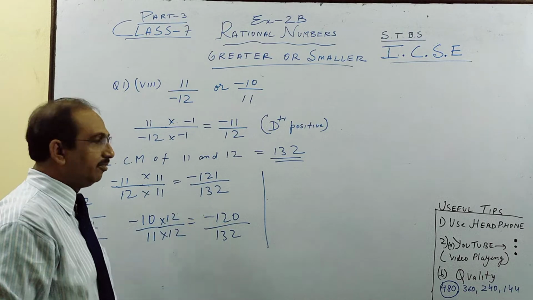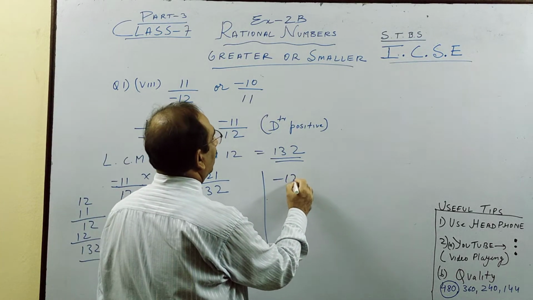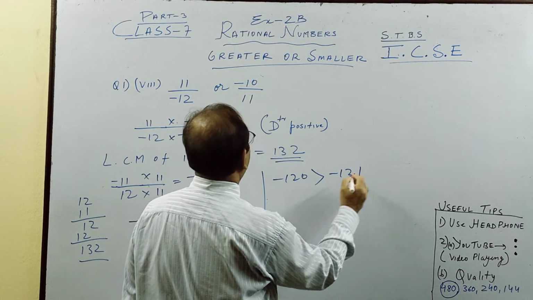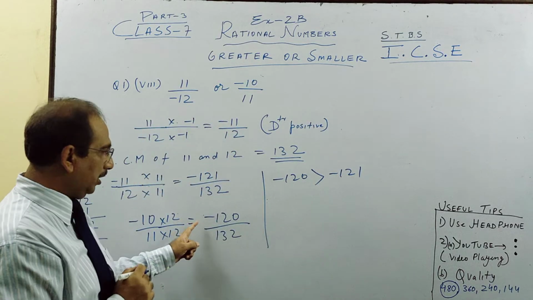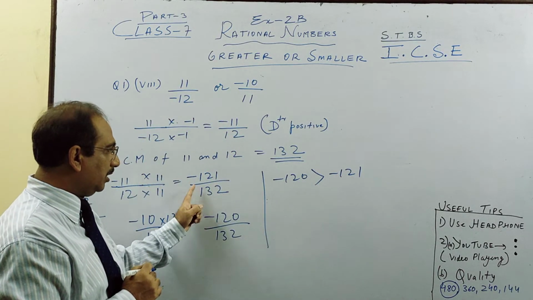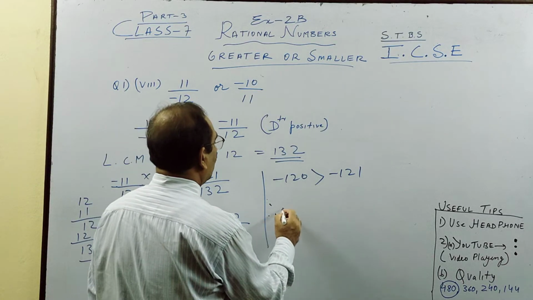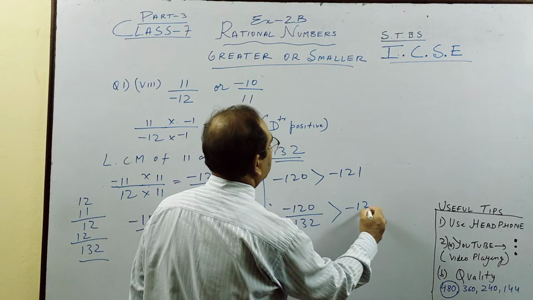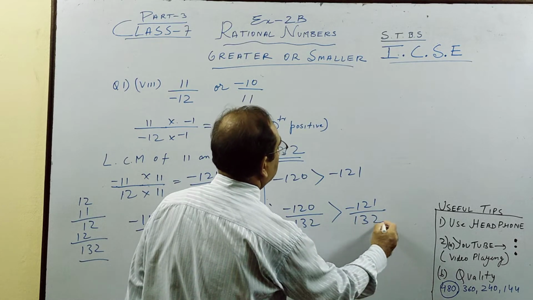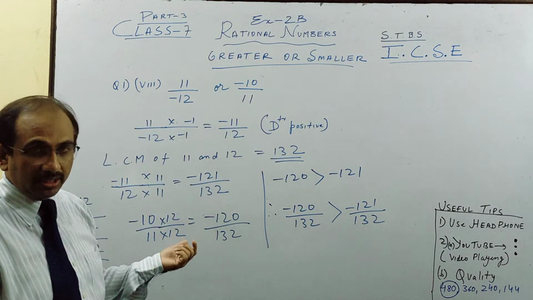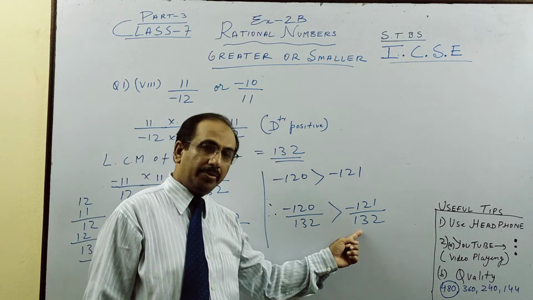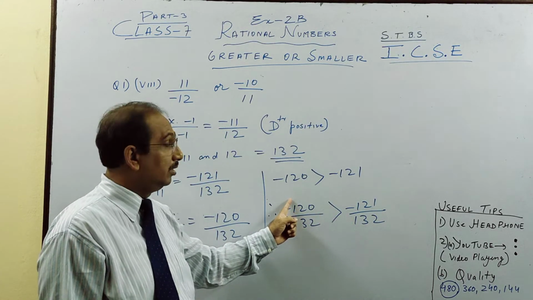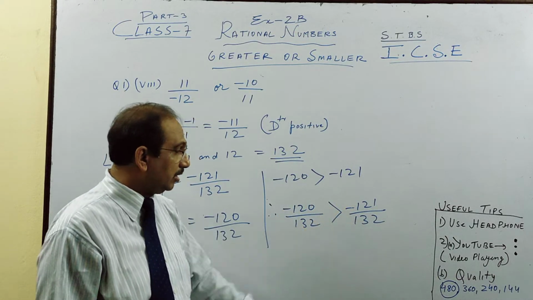Now we know for negative numbers, minus 120 is greater than minus 121. On the negative side, this is bigger than this. Therefore, minus 120 by 132 is greater than this. So what is our idea? Equal denominator, bigger the numerator. Minus 120 is bigger than minus 121, bigger the fraction.